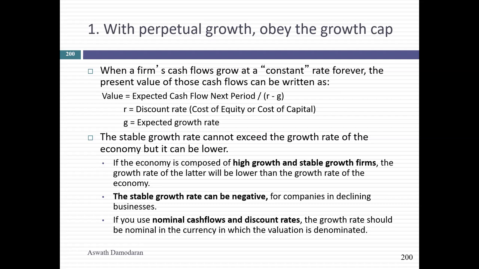So let's put some limits on this G. First, remember that this growth rate is a growth rate forever. You can't let your company grow at a rate higher than the growth rate of the economy forever. One of the most common pushbacks I got in the Tesla valuation was that I was assuming a growth rate in perpetuity of only 4%.